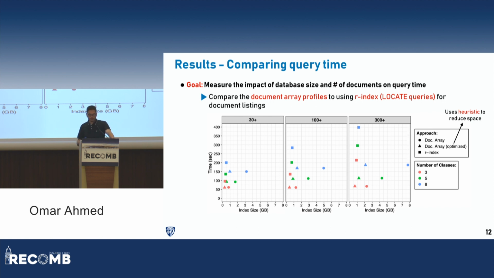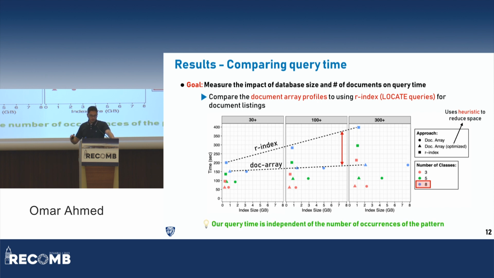So if we just focus on one of these examples, for example, the A-class scenario, you can see the r-index is scaling with a much steeper slope, and the document array is a little more flat. This gap is, like I said, due to the fact that you have to do work proportional to every single occurrence that you have in your database for a pattern. So the key conclusion to take away from this slide is that our query time is independent of the number of occurrences of the pattern, since it doesn't have to do any more work if there's one occurrence or 100 occurrences.